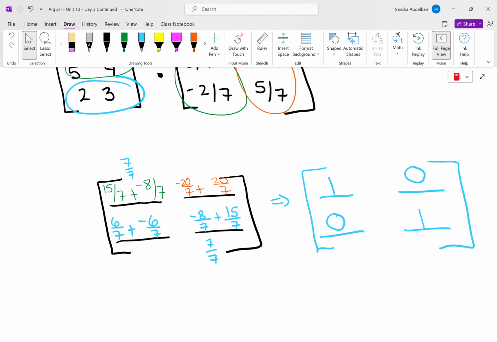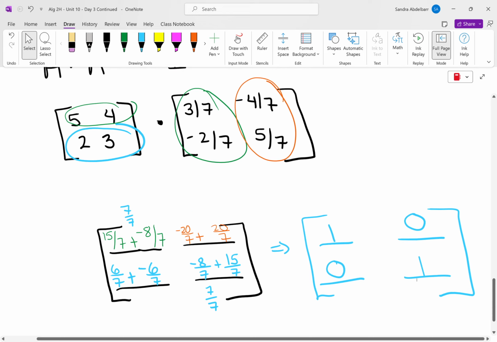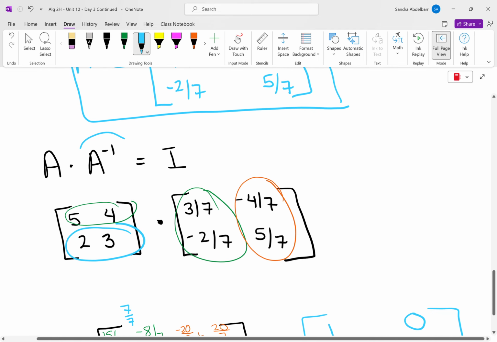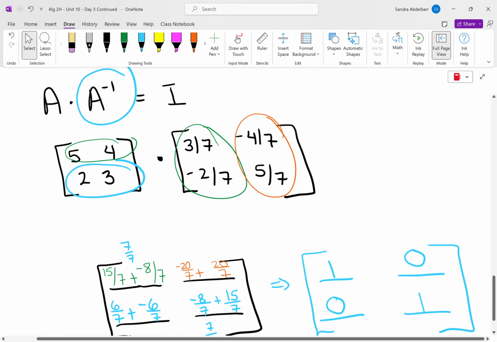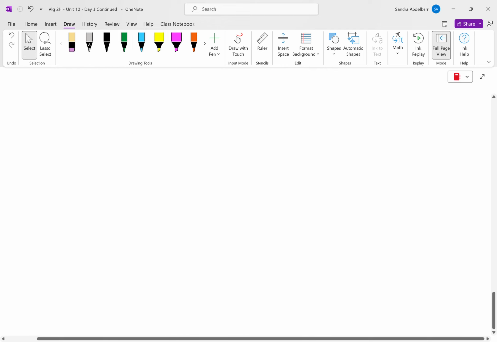Same thing with this. Is it possible to do division for it? We do not do division. Actually, when we come to solving linear equations using matrices, you'll see that we can't use division. This is the purpose of the inverse matrix. You'll see that when we get there.